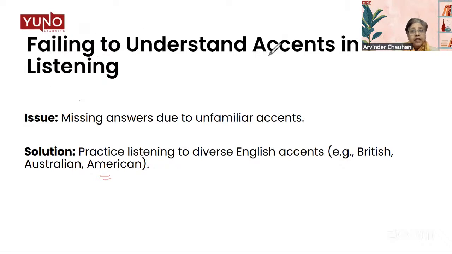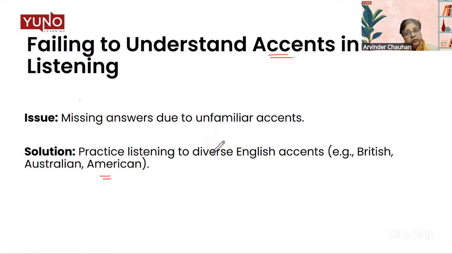Now, failing to understand the accents in listening. Coming to listening, there are going to be about 3 to 4 different types of accents. One is your American accent, one is the British accent, and one is the Australian accent. And within these also, like how we have in India, we've got all kinds of different accents, the North Indian, South Indian, East Indian, West Indian. Similarly, they also have accents from various parts of their countries. So many times we are not familiar with those accents, and that is when we're not able to understand.